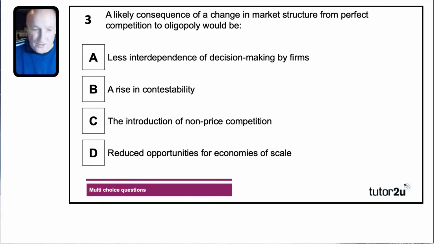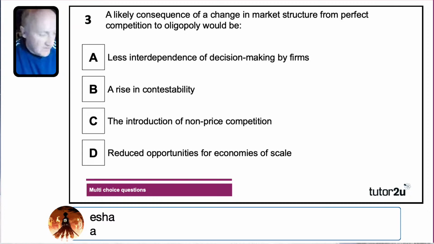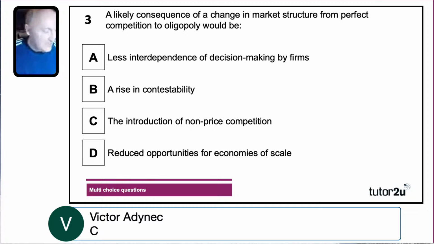Less interdependence, rise in contestability, the introduction of non-price competition, lower opportunities for scale economies. Some good answers coming through. One or two people saying A here. George and Imi, Abby, Fergus, Nathan and Leo have all got the right answer along with Kathy. There's Will's answer. It is indeed C. Here's a quick confirmation.